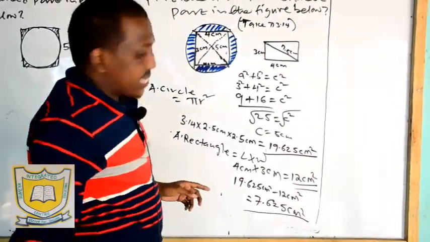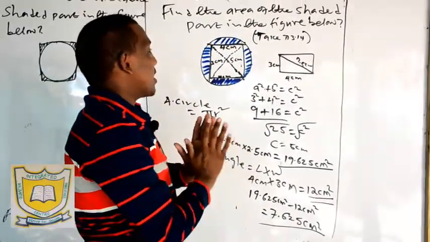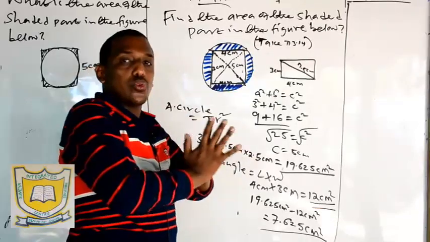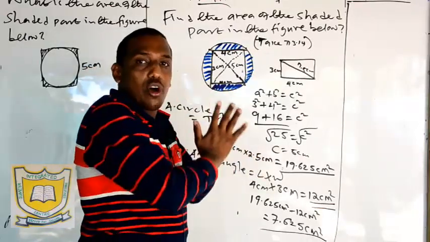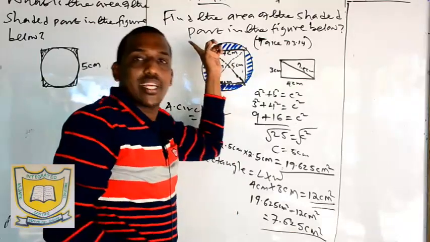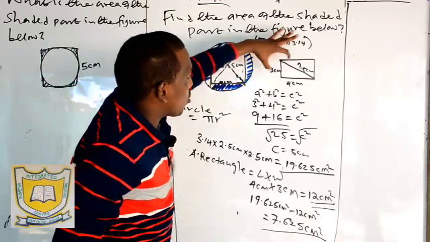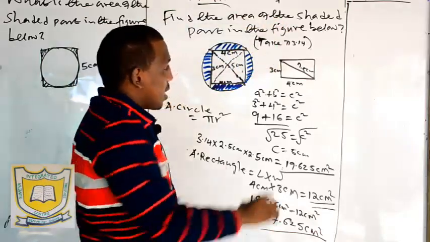So in short, we are saying you get the area of the shaded part. To get the area of the shaded part, the first thing you do, you find the diameter of the outer circle. How can I get the diameter of the outer one? You get the diagonal. This line is called the diagonal. I've removed the rectangle now. The diagonal of the rectangle.